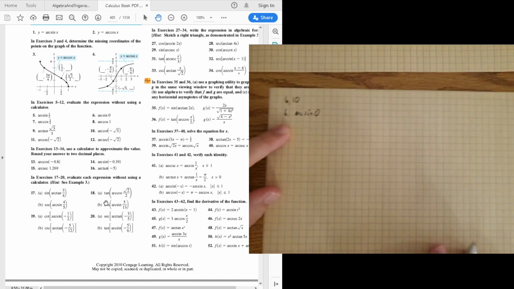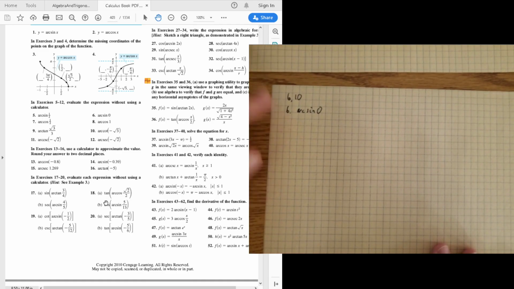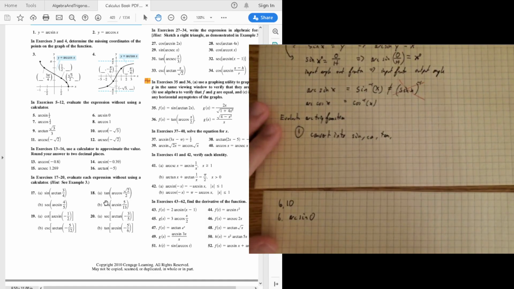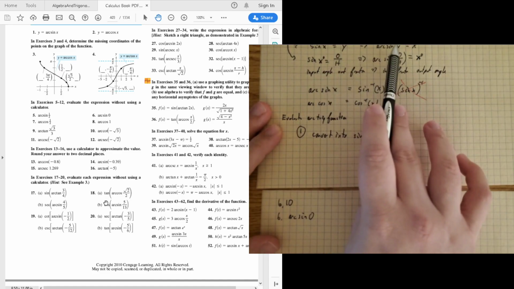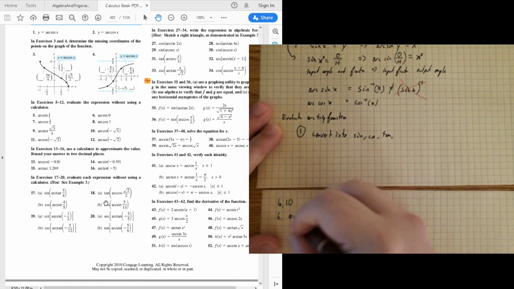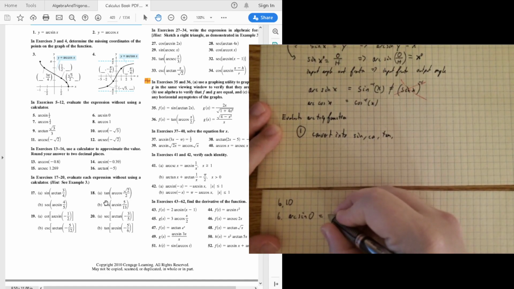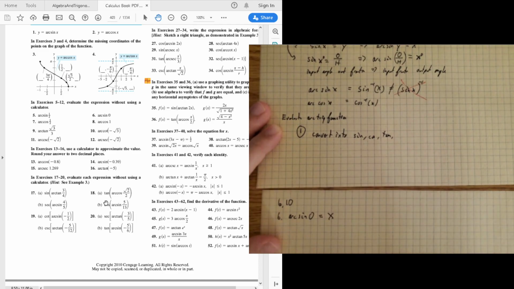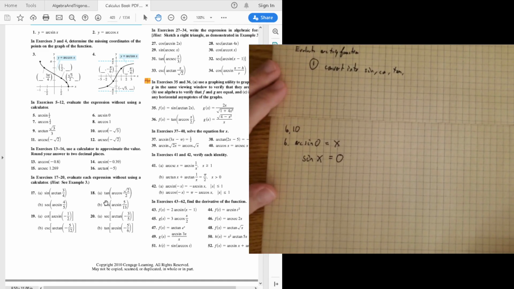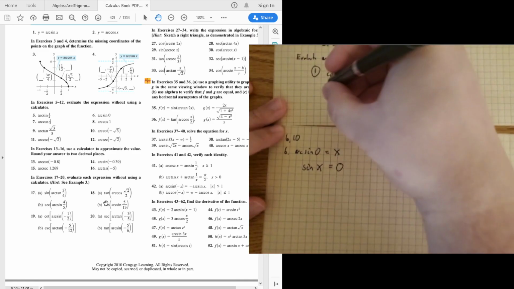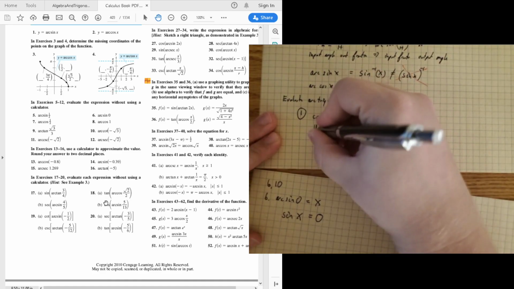For this problem, I'm going to rewrite this function using my definition of arc sine. My definition of arc sine, and I'm going to use this definition right here: arc sine of y is equal to x. So I'm going to assume this is equal to a number, and I'm going to call that number x. What that means is if arc sine of 0 is equal to x, then sine of x equals 0. Now, how does that help me? Well, in this case, now I can use the unit circle.